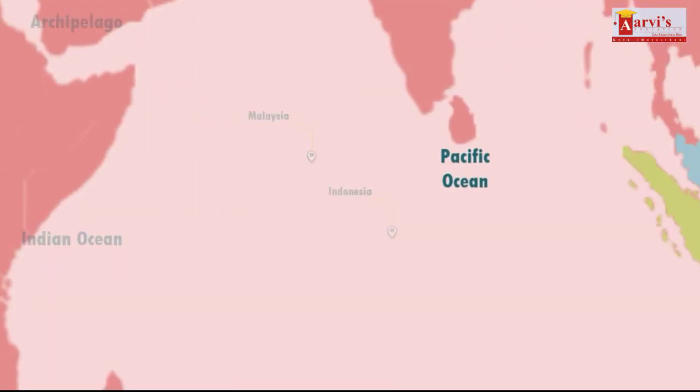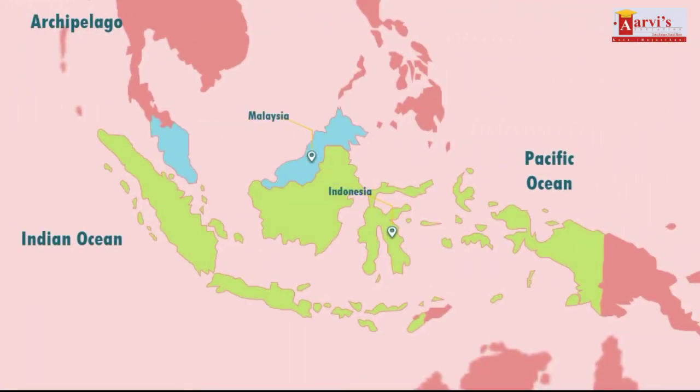Archipelago. An archipelago is a group of islands closely scattered in a body of water. Usually, this body of water is an ocean, but it can also be a lake or river. Most archipelagos are made of oceanic islands.